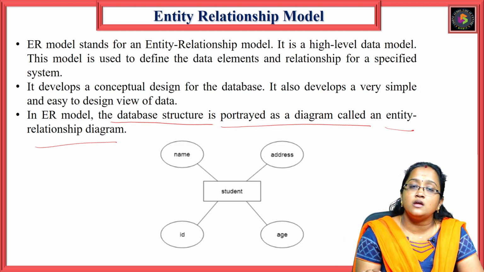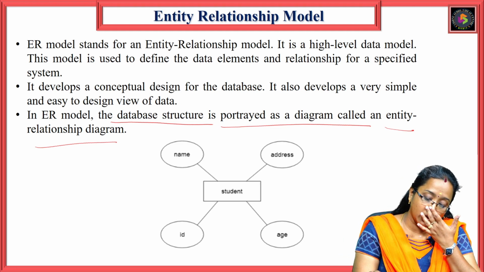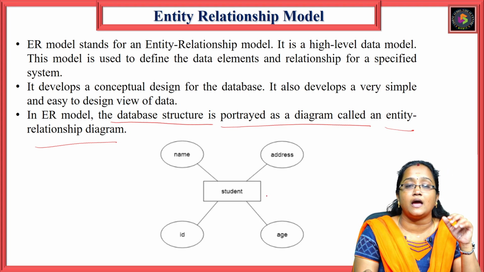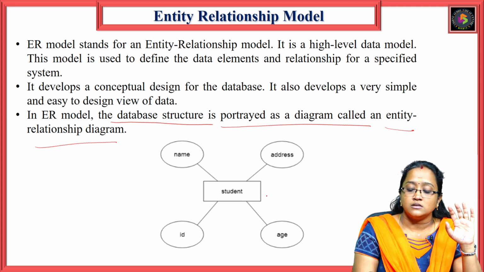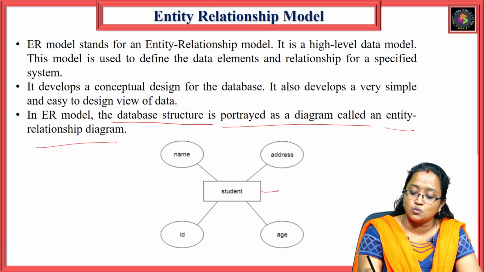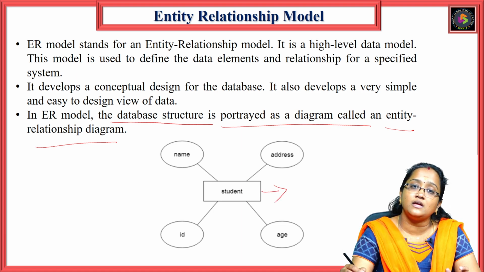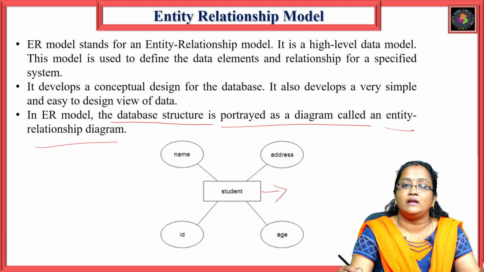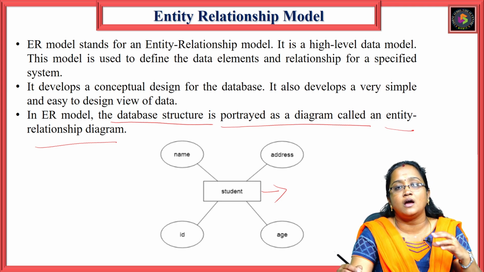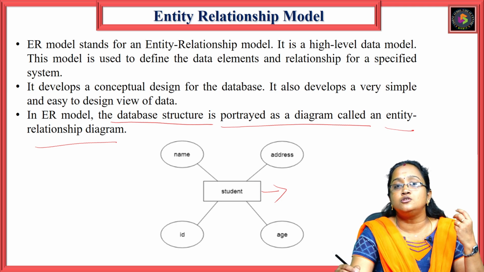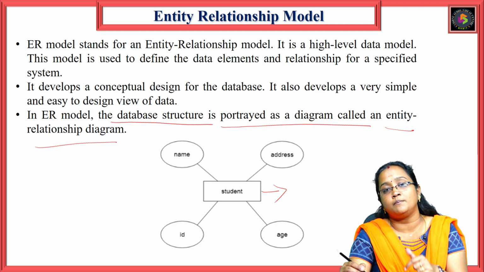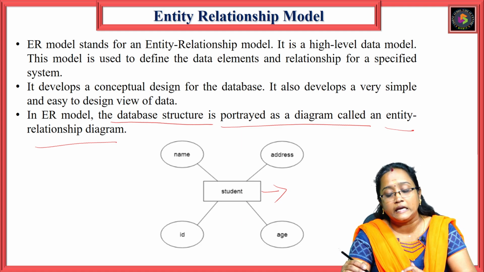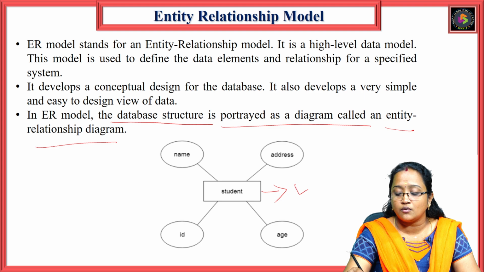First thing, here we are taking the student. Student is one of the entities. An entity can be any place or object, so it can be any class. This student we can normally call a relation. Suppose we take the previous example of the relational model, we had a student table. So here we are representing the table name as an entity. So this student is one entity.